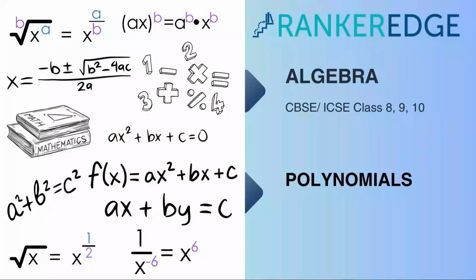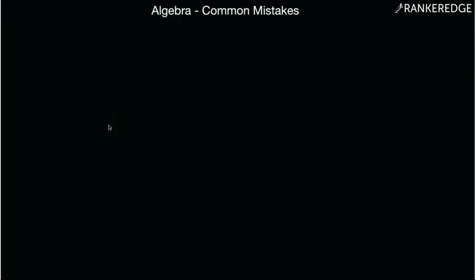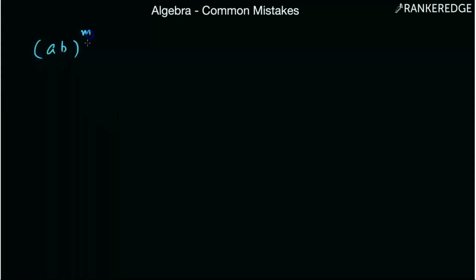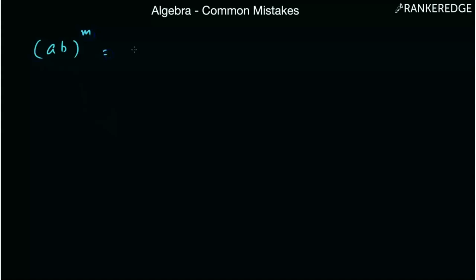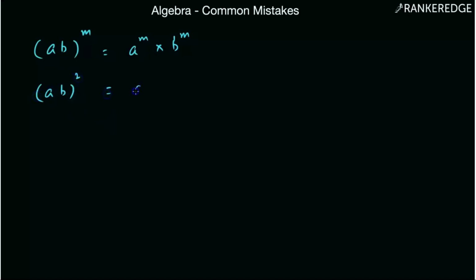Let's look at some misconceptions while students solve problems in algebra. First one, we know that (ab) whole power m is equal to a power m into b power m. So (ab) whole square will become a square into b square from this rule.